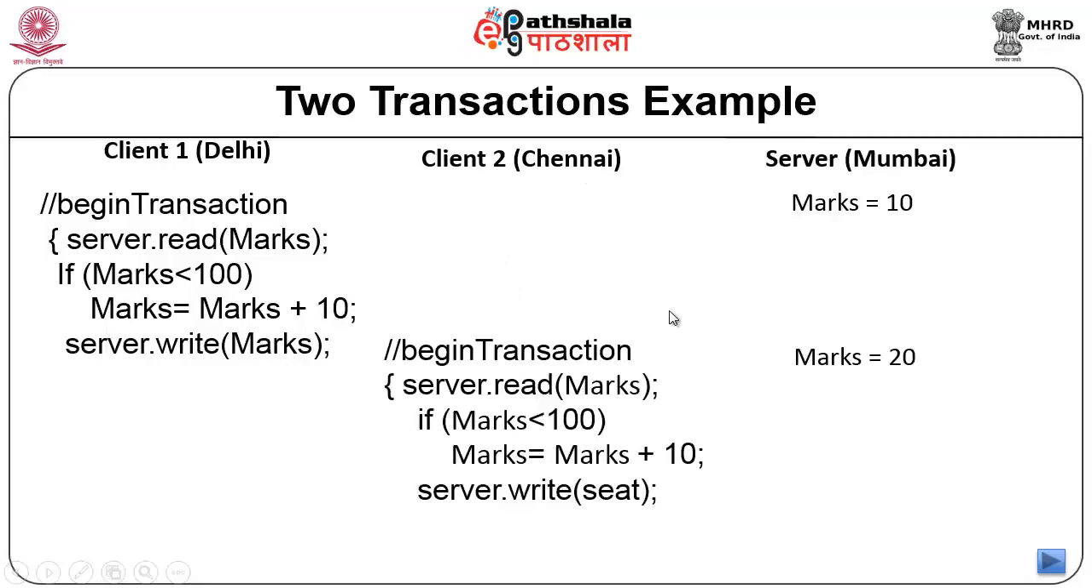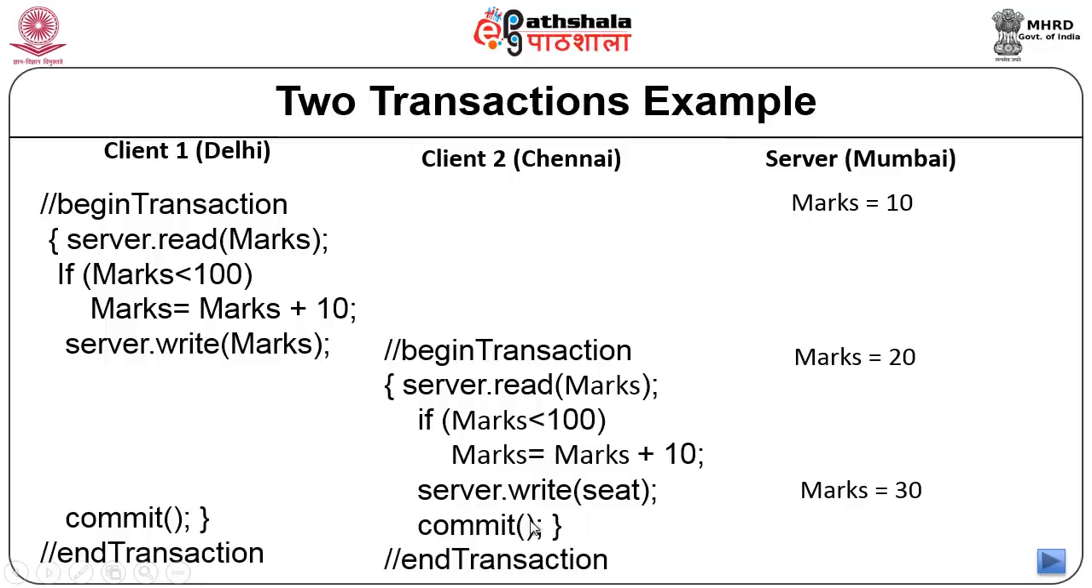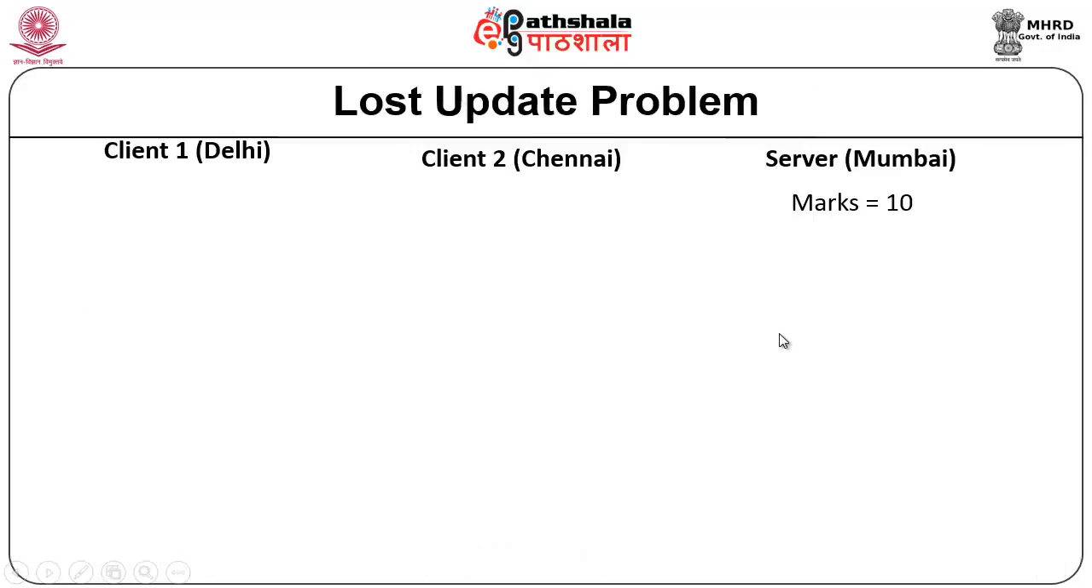The other transaction does the same thing. It starts after the first transaction, it reads, now the value is 20, it checks it is less than 100, and it increments and writes back to the server. So, the value at the server will be 30, and then both the transactions commit. There is no problem if these two transactions are accessing the same data, because one is completing and then only the next one is starting.